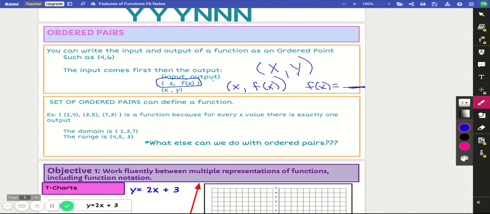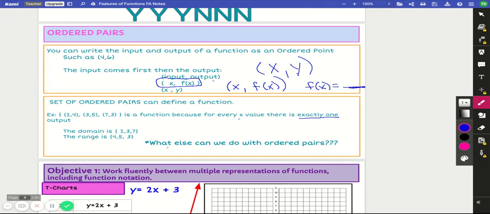A set of ordered pairs can define a function. For example, we have (2, 4), (3, 5), (7, 3). This is a function because for every x value, there's exactly one output, which is your y value. The domain for this set of ordered pairs is 2, 3, and 7. Those are all of the x values. The range is 4, 5, and 3 because those are all of the y values.